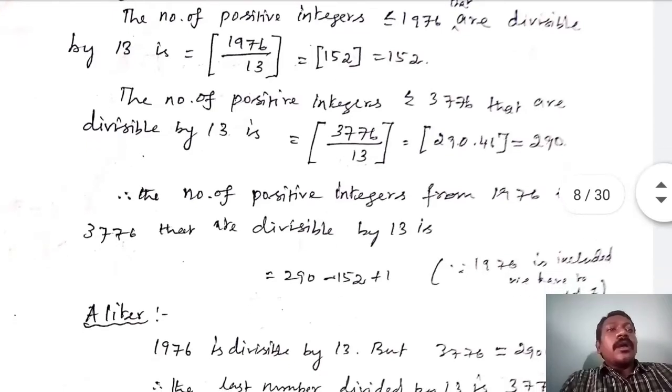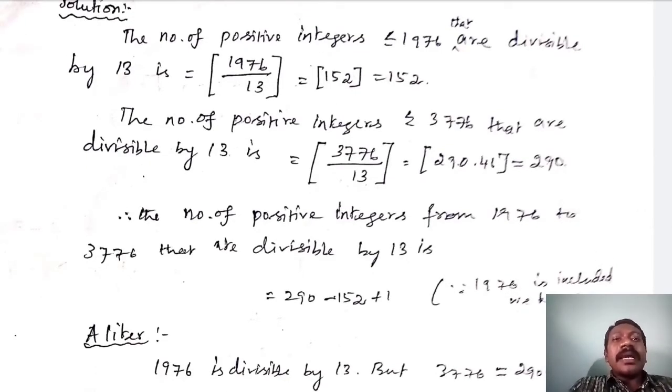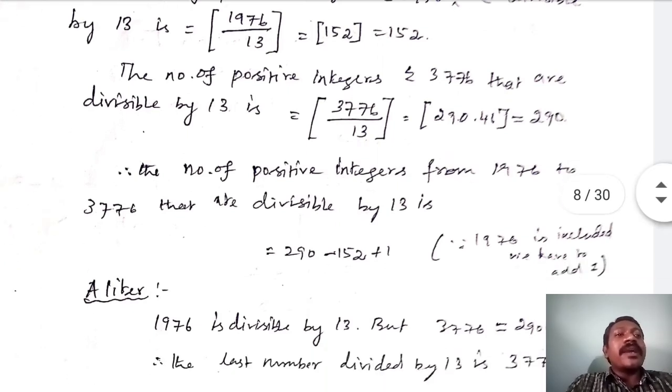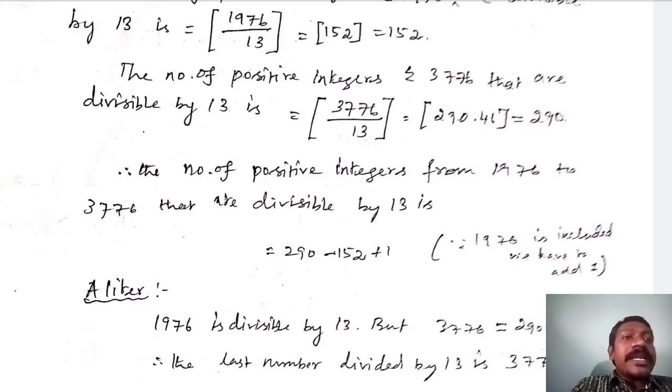See, then we can get the result as 290 minus 152. The overall range from 1 to 3776 is 290, and the range from 1 to 1976 is 152. So if you subtract, you will get a result. Then we have to add a 1, since I have given the reason here. 1976 is divisible by 13, so only we have to add a 1.